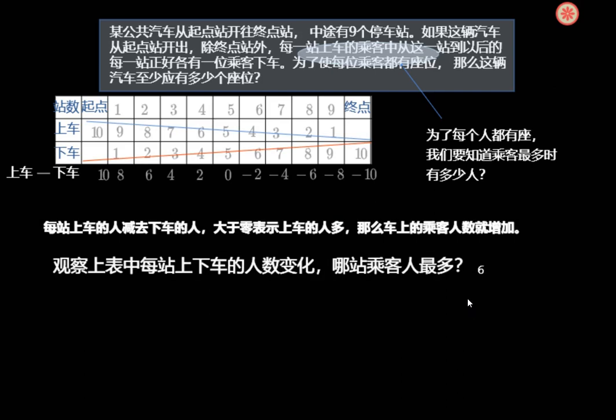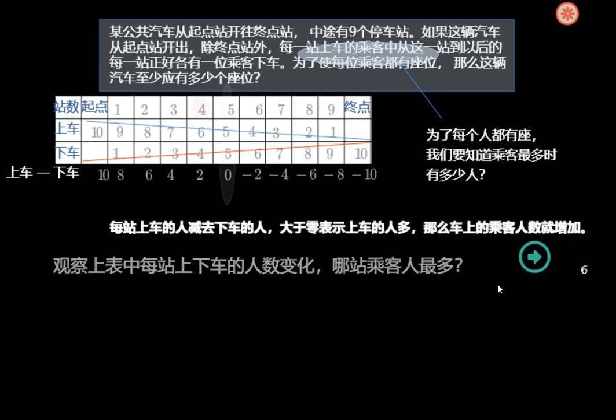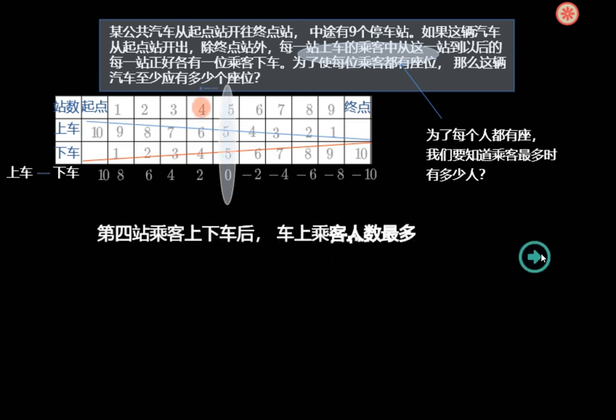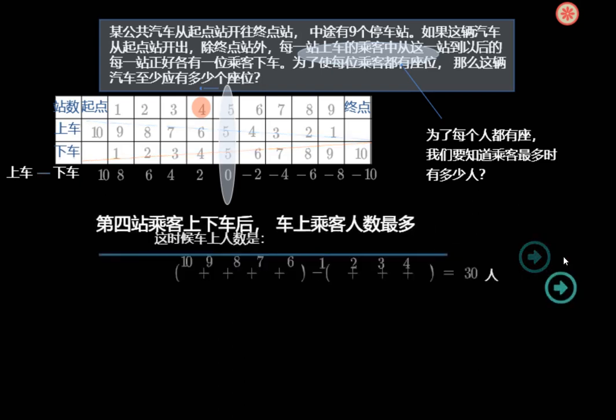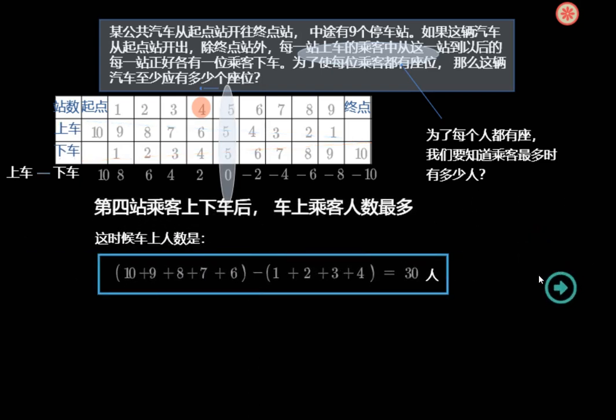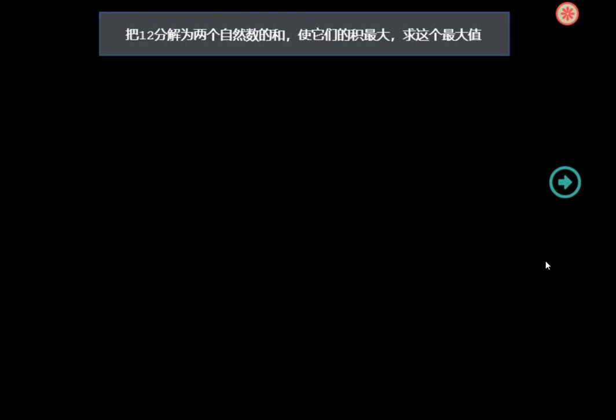If the result is greater than 0, it means there are more passengers boarding, so the number of passengers on the bus increases. If the result is less than 0, it means there are more passengers getting off, so the number of passengers on the bus decreases. After the passengers get on and off at the 4th station, the number of passengers on the bus is the highest. At this time, the number of people on the bus is the number of people who boarded at all the previous stations minus the number of people who got off at all the previous stations. The maximum number of people on the bus is 30, so there should be 30 seats.